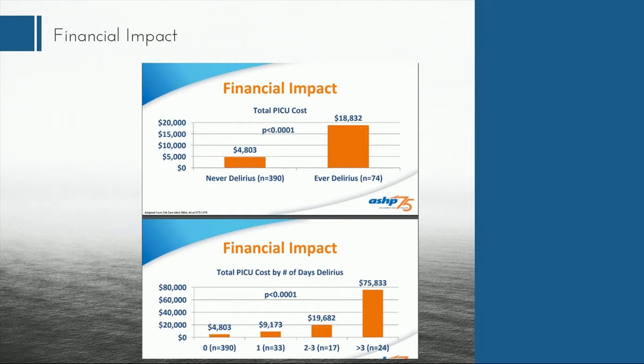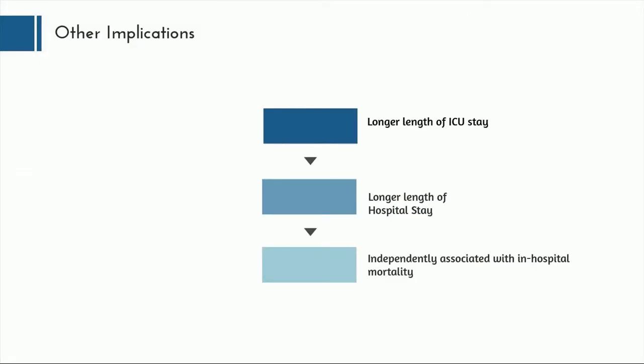There is a significant impact when it comes to financial burden, as you can see here on these two wonderful graphs. Total PICU costs are a lot higher in patients that are delirious, and the costs grow exponentially the more days the patient is delirious. You also have to consider other things too, such as the longer length of the intensive care unit stay, the longer length of hospital stay, as well as association with in-hospital mortality.